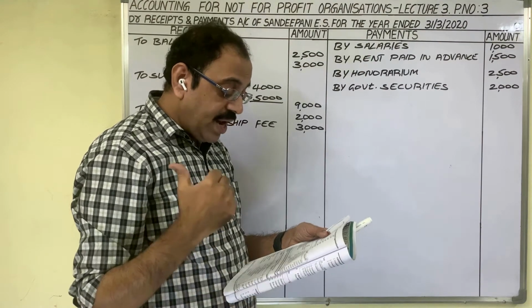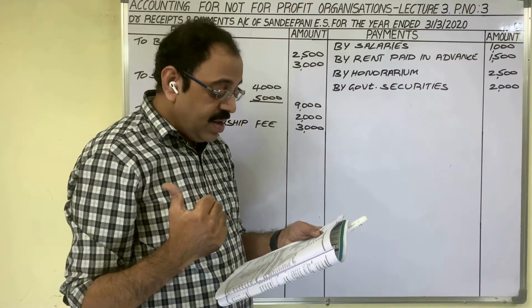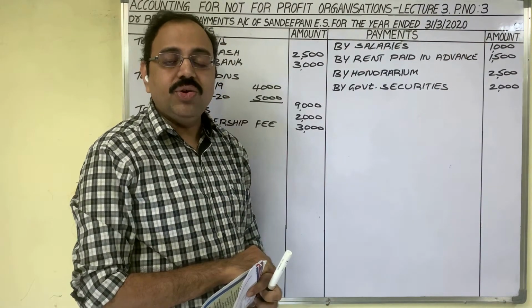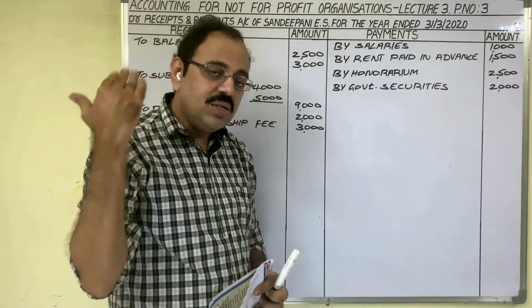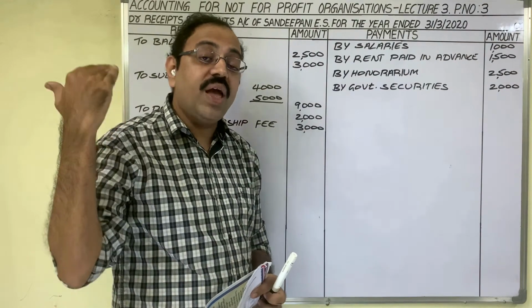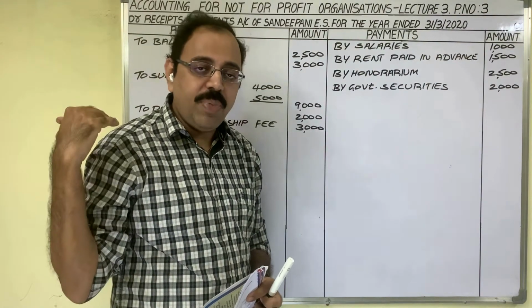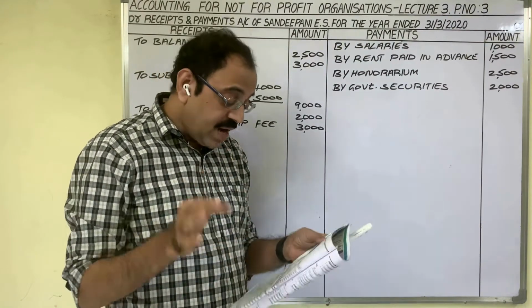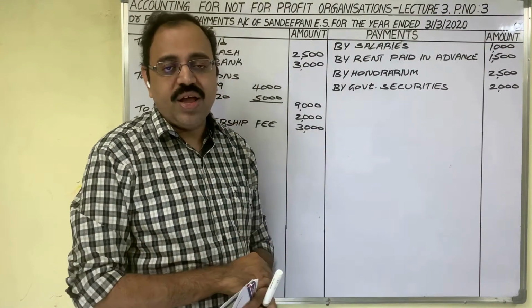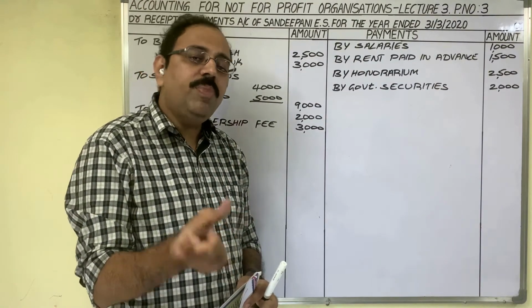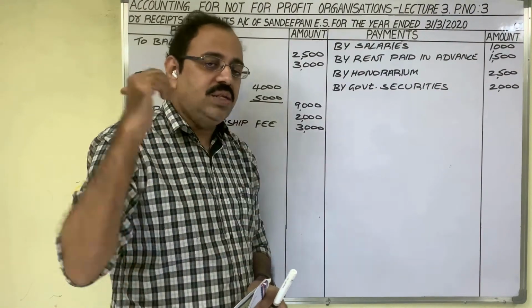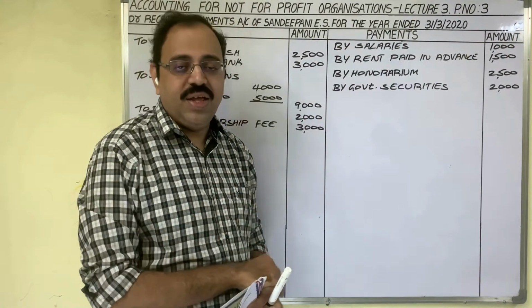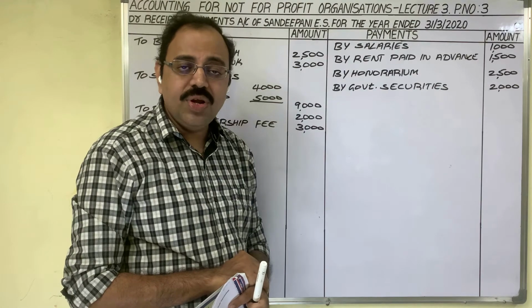Rent paid for 18-19, 500. Rent paid for 19-20, 2,500. So what is the meaning of this? Last year we had to pay 500 rupees rent, which was not paid then; we paid that amount in the current year. Similarly, the current year rent amount is 2,500. This amount also we paid in the current year. So last year's expenditure and current year's expenditure, both we paid in the current year. Money is going out in the current year only.